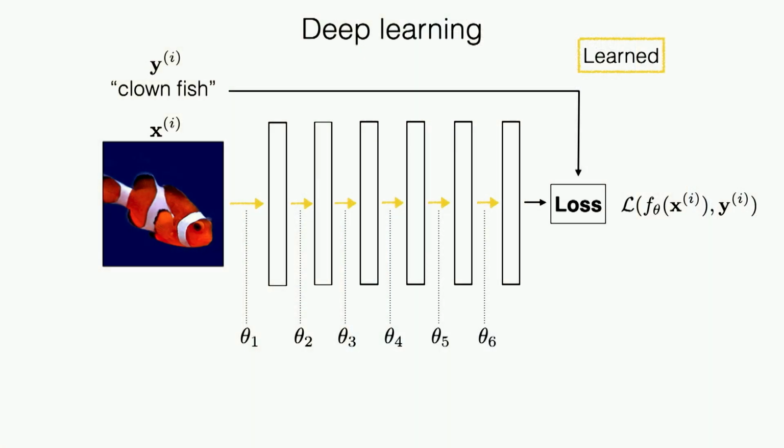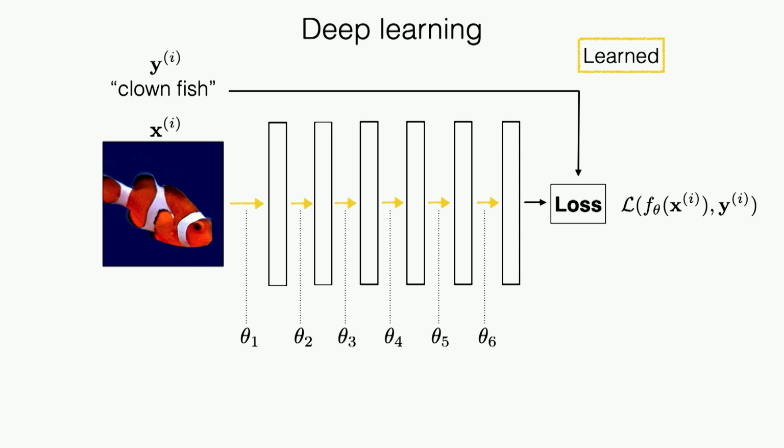So the way it works is we're going to try to fiddle with the parameters. The parameters are going to be labeled as theta. We're going to try to fiddle with the parameters until we find a setting of the parameters that will make it so when the input to the system is this array of pixel values, the output will be the label clownfish. It'll be a numerical output that represents the label clownfish.